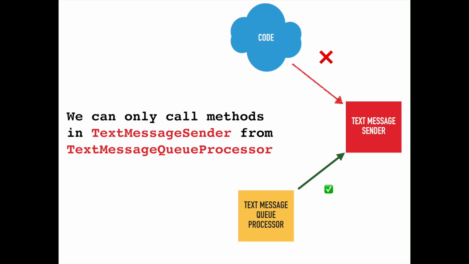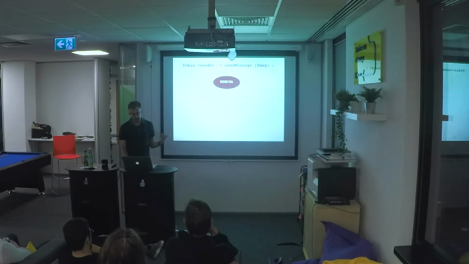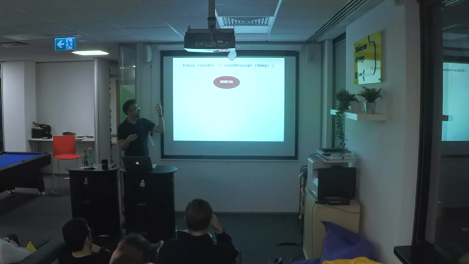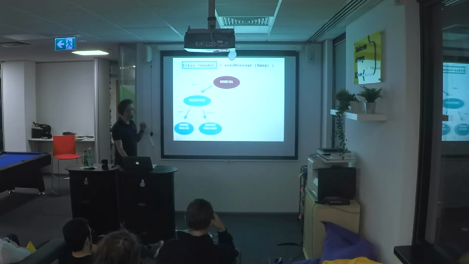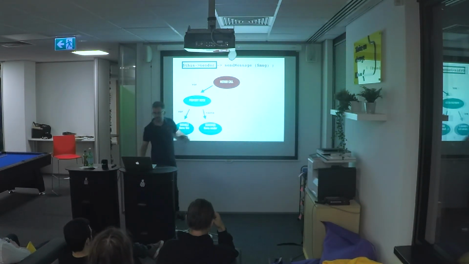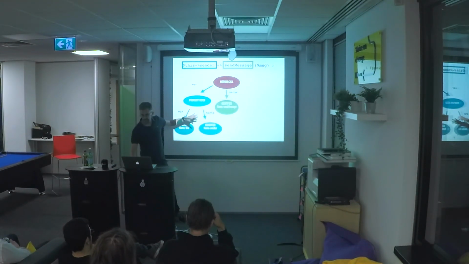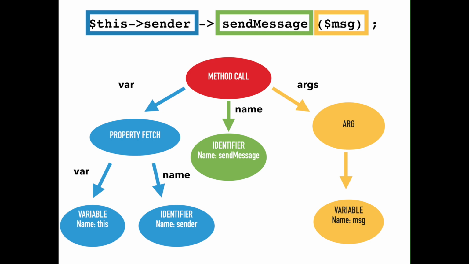So as a reminder, what I'm basically saying is we can only call text message sender from the text message queue processor, not anywhere else. So let's have a look. If we are calling send, if we're doing a send message, this is a method call, okay? And a method call has got a var. So what are we calling our method on? In this case, $thisSender. Then it's got the name of my method, and then finally, what arguments has it got? So this is the representation of a method call in the abstract syntax tree.